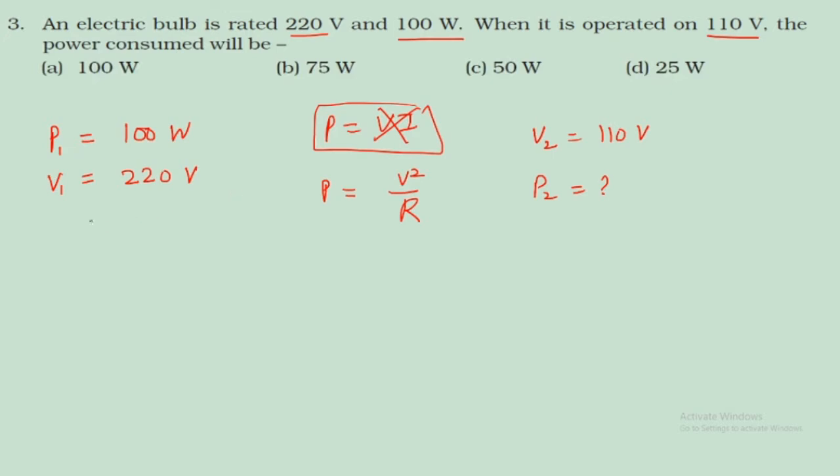So now first of all we will find R. So R equals V square upon P. We get R is equal to 220 multiply 220 upon P, which is 100 watt. So one 0 cancels with this 0. We get R is equal to 22 into 22 ohm. This is the R. Now put here R is equal to 22 multiply 22. We can find P.